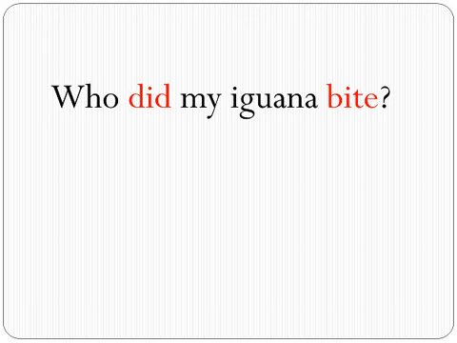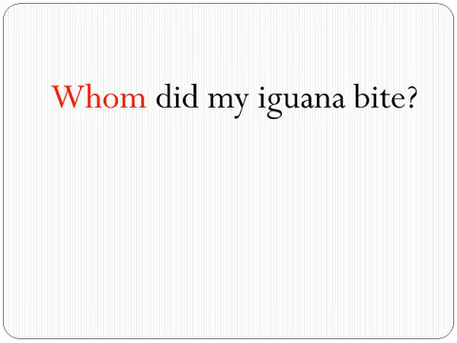So who's the biter? Who's doing the biting? And that, of course, is the iguana. That's the subject of our sentence. Now, who did the iguana bite? Who is receiving the action of the bite? What would be the object of this sentence? Someone is getting bitten by that iguana, and that someone is identified in this sentence with the pronoun who. That, therefore, is the object of the verb. Now, with that said, we can spot, if we remember our rule, that who does not belong in the objective part of the sentence. We need to use the objective case, whom did my iguana bite?